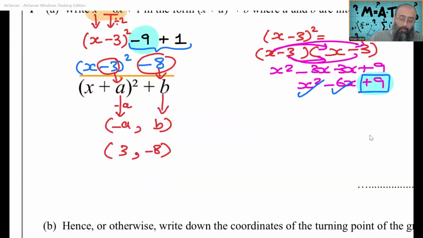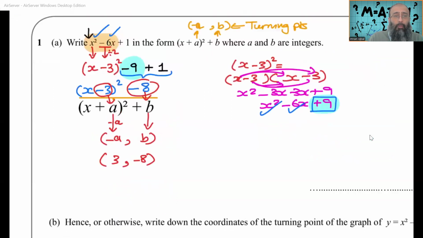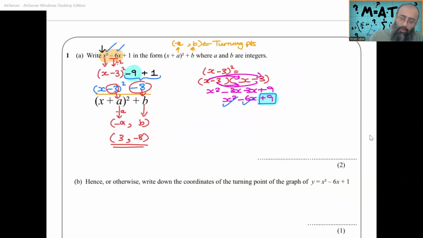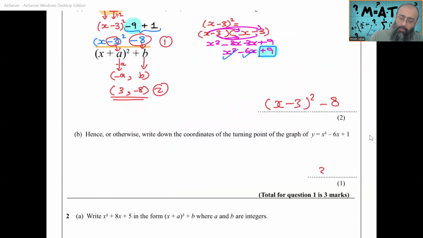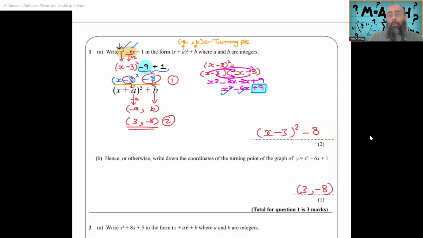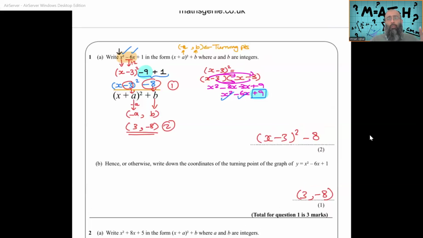So that will give us 3, -8. So I had the -3, I made it negative. If we make -3 negative, that becomes +3. There we go. So the first answer goes here. And my second, so that's answer number 1, that's answer number 2. So that answer goes here.